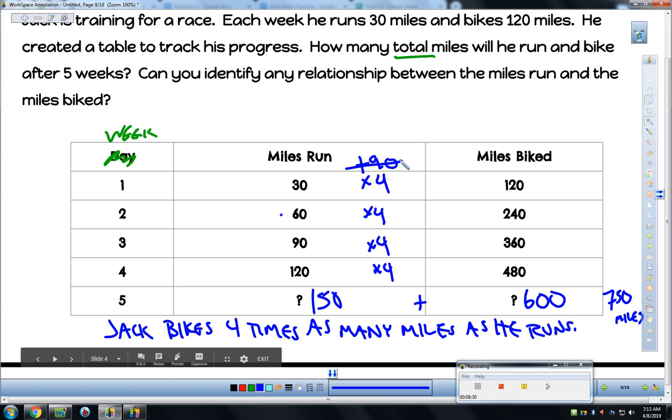There's an easy way that you can check if times 4 works. If you'll recall, we just look at the numbers that don't have zeros. So 6 times 4 is 24, 10, 10. 9 times 4 is 36, 10, 10. It appears that that's our consistent relationship. And so Jack bikes 4 times as many miles as he runs.